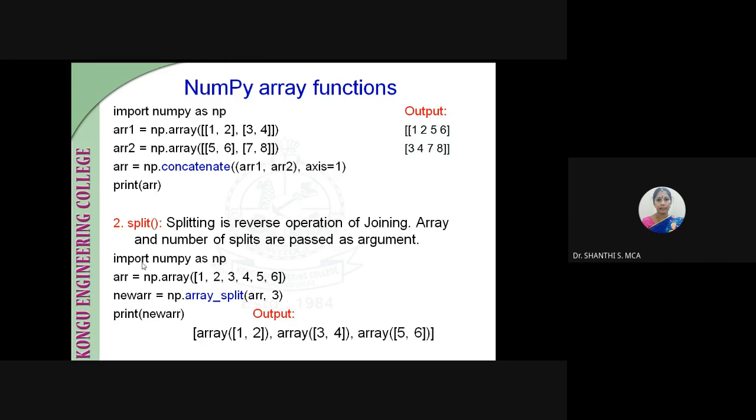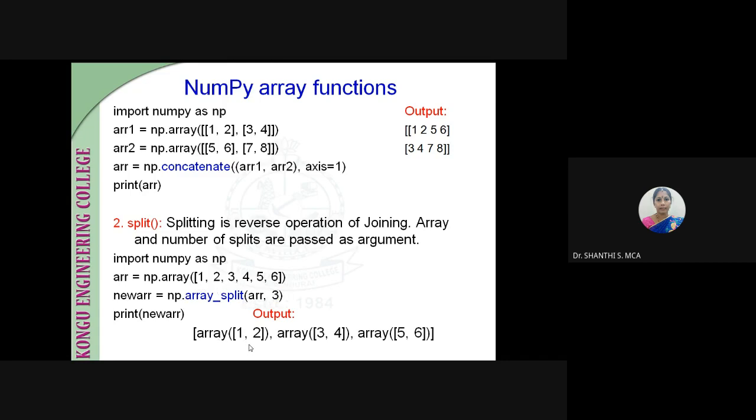Another one is split. Split is to divide the array into multiple arrays. Here the first array consists of 6 elements. Now we want to split the array into 3 subarrays. So here we are using np.array_split. This is the function available in the NumPy package. It takes the first argument as the array name, and the second argument is the number of splits. Here the number of splits is 3. So this original array is divided into 3 arrays.